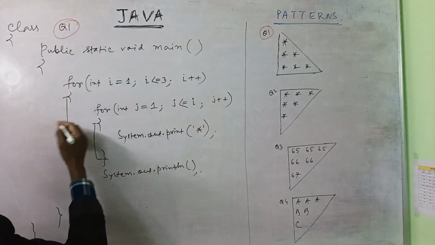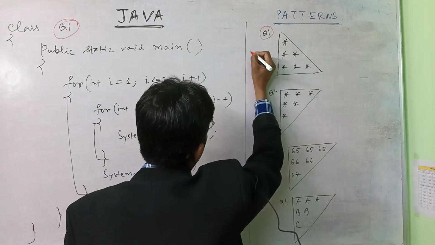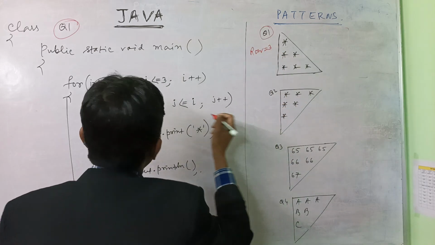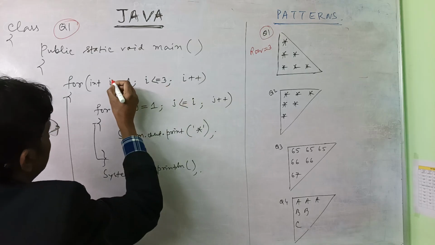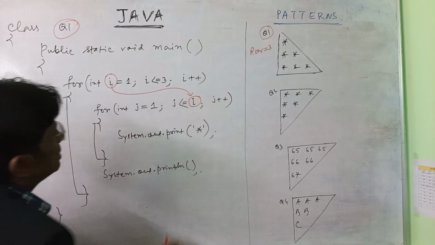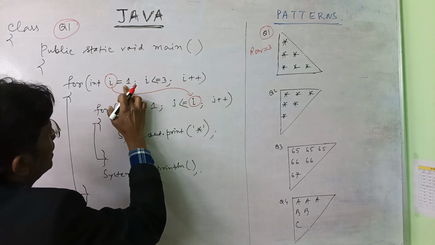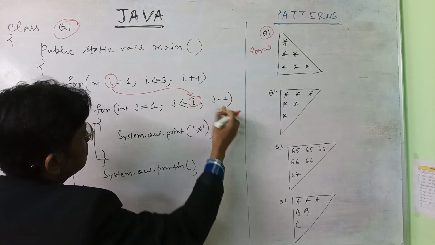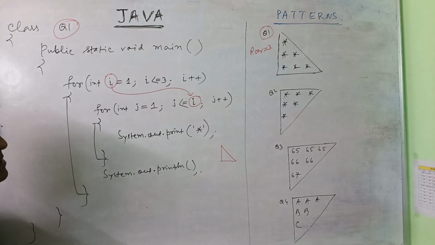Question number 1. You see that public static void main. Number of rows. How many rows? Number of rows equal to 3. You see that 1, 2, 3 and 1, 2, I. If you write this I here, that means it will give you a shape. If everything is the same, 1 to 3, I plus plus, and 1 to I, this is the change, and J plus plus, this will give you the shape like this.